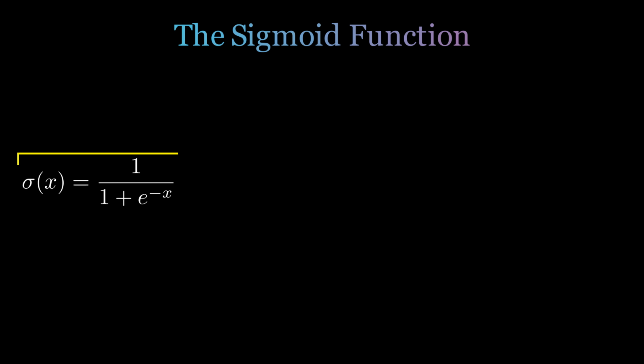The foundation of logistic regression lies in the sigmoid function. It's a mathematical tool that transforms any input value into a number between 0 and 1, making it ideal for modeling probabilities. Let's start with the equation for the sigmoid function. It's expressed as 1 divided by 1 plus e raised to the power of negative x. This equation might look complex, but its beauty lies in how it converts numbers into probabilities.